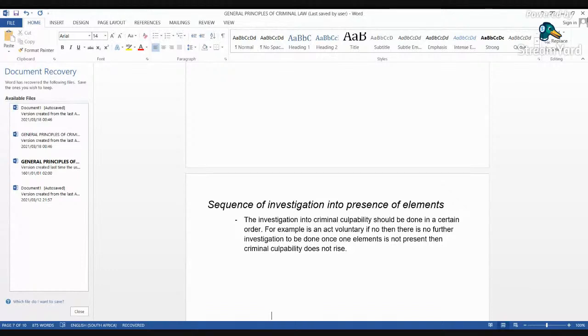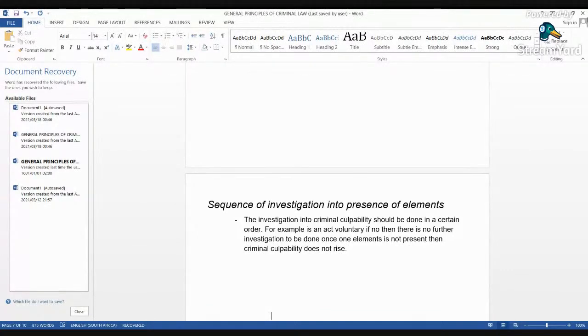Yes, so let us move on to the next part of the study unit, and we go on to the sequence of investigation into presence of elements. So now we're looking at, maybe you've been given a problem type question, because all of this is act plus compliance with definitional elements of the crime plus unlawfulness plus criminal culpability equals criminal liability.